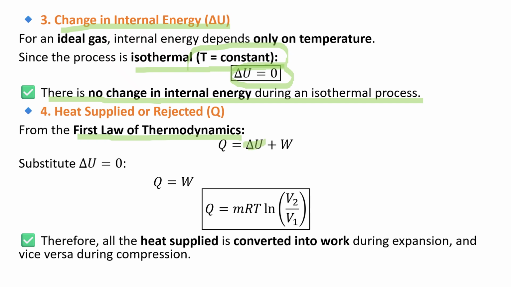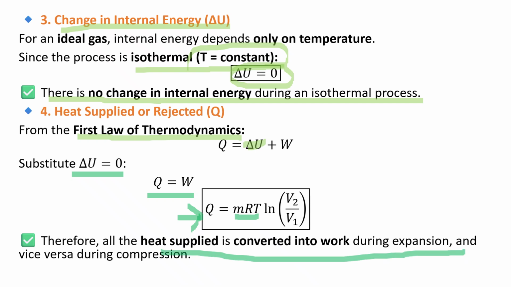So what we can see is this Q equals W. So this Q equals MRT ln V2 by V1, or you can say MRT is replaced by P1 V1, or you can say MRT is replaced by P2 V2, and therefore we can say that the heat supplied is converted into work during expansion, and that is 100% possible when we talk about the isothermal process. This is a very important thing.